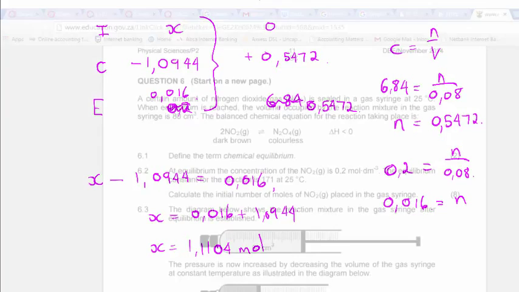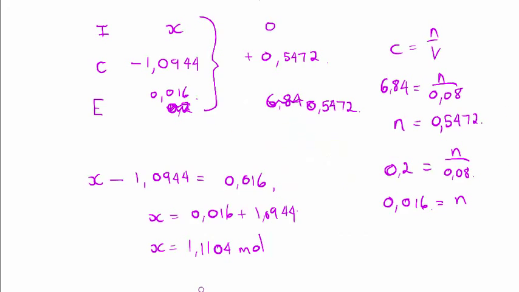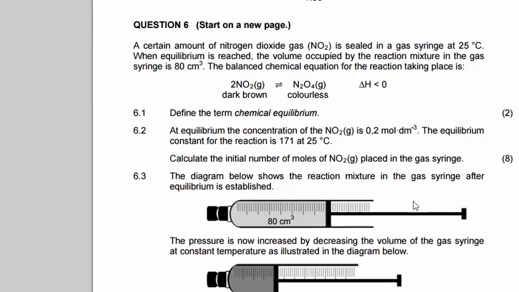I've been calculating moles. Let's just go back and see if that's what they ask. I can always calculate moles. Just use the information they give me, convert into moles, do my calculations, and then from there go and look at what they're actually asking. Once I have moles at equilibrium, I can calculate the initial number of moles. That's what they wanted. For 8 marks, it's not bad.